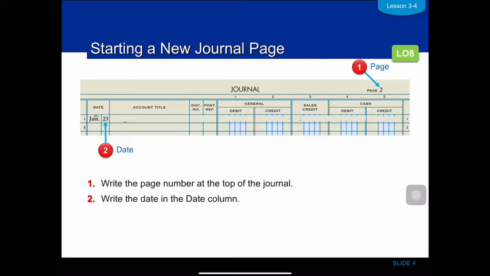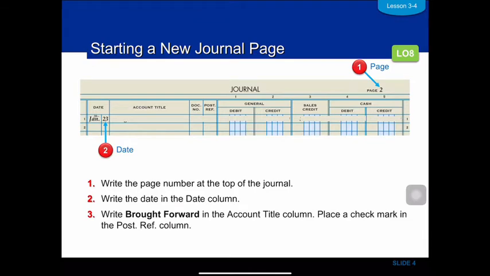So we will fill out January 2-3, and right above it, it would be 2020 as the year. The third step is to write the words brought forward in the account title, and we will place a check mark in the post reference. And next chapter, I will explain what the post reference is all about.